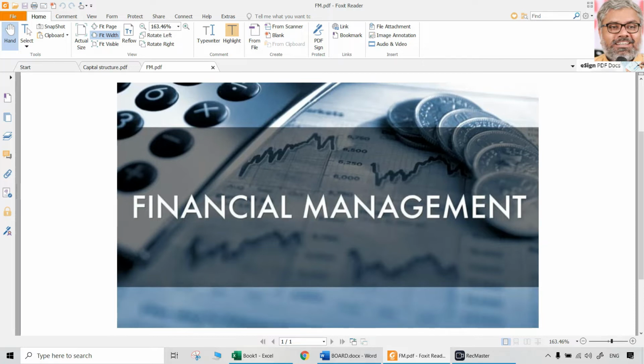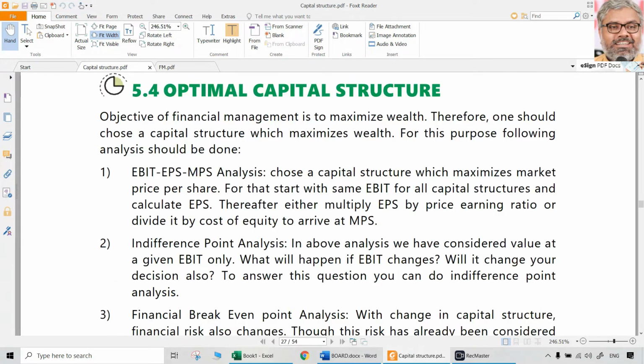In the earlier sessions related to capital structure, we discussed different theories of capital structure, some of them relevance theories, some of them irrelevance theories, and we also solved some of the numerical questions related to the capital structure theories. Now, let us move on to another aspect in this chapter, that is EBIT EPS analysis.